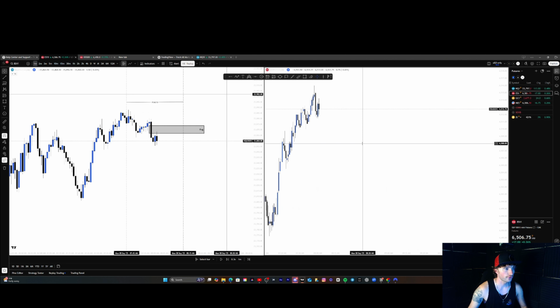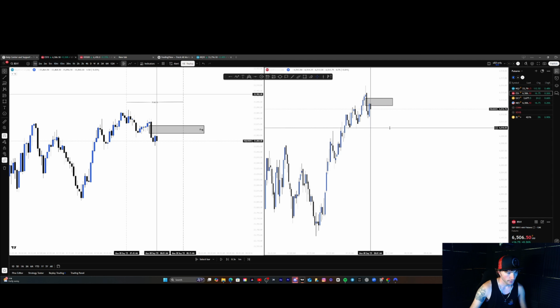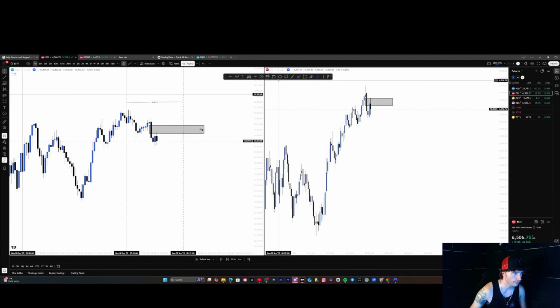Fair value gap and also on ES. Great. We did what we're supposed to do. You can get away with the shift of structure on NQ but not ES. However, I was not 100% comfortable and I still took it. I ignored my intuition. I should have not taken this trade.